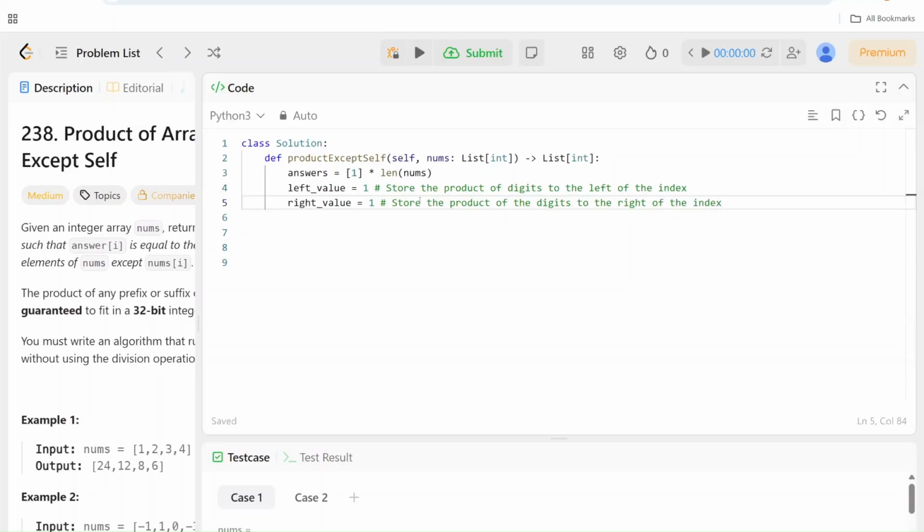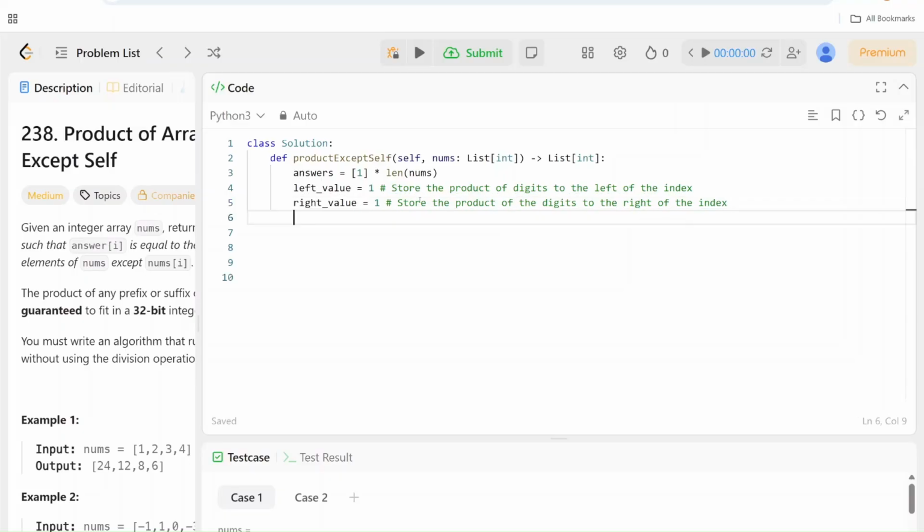In this way, we don't have to run a second loop to get the sum of all the digits to the left when we are evaluating the middle digits. It will make more sense when we run the loop in the dry run. Now for i in range length of nums, so we are evaluating each index, and now I'm creating that answers array in the first run, which will store the answers, the product of all the digits which are to the left of this particular index.